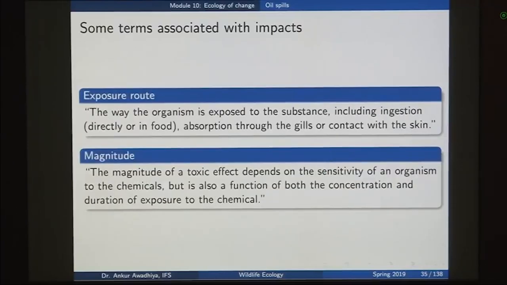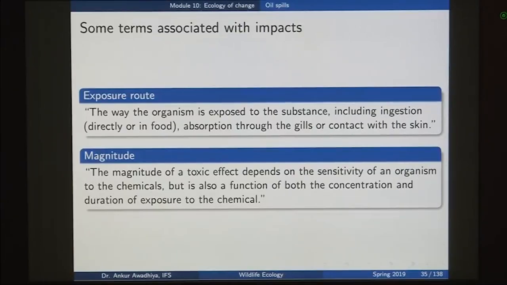Then we also talk about the exposure routes. Exposure route is the way the organism is getting exposed to the substance. This includes ingestion, in which the organism is eating the chemical, or it is getting absorbed from the surface, such as the gills, or through contact with the skin. So, that is the exposure route. Now, different chemicals get absorbed through different exposure routes, and they might have different impacts on the different organisms that form part of the ecosystem.